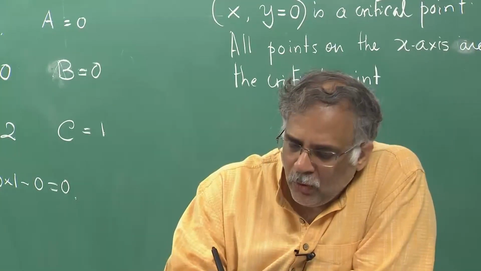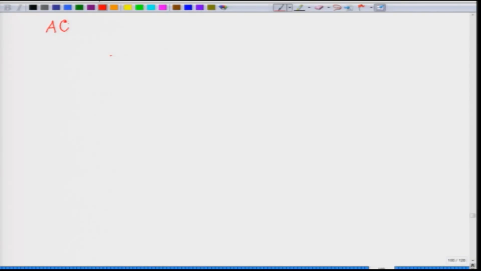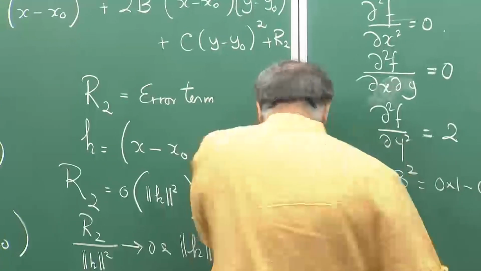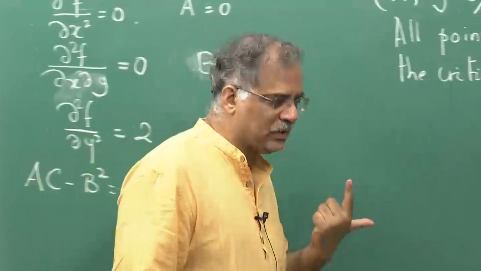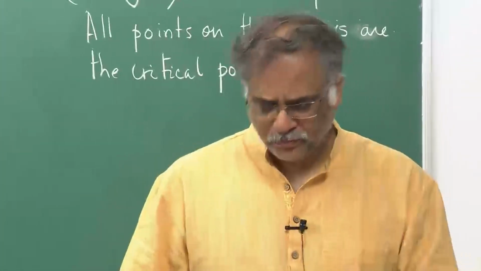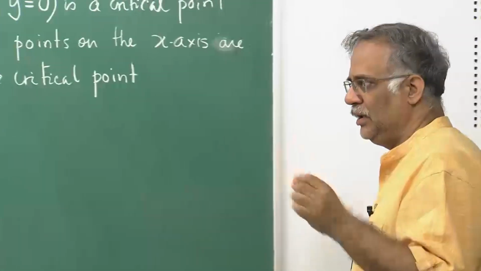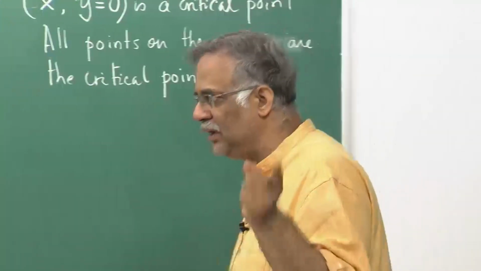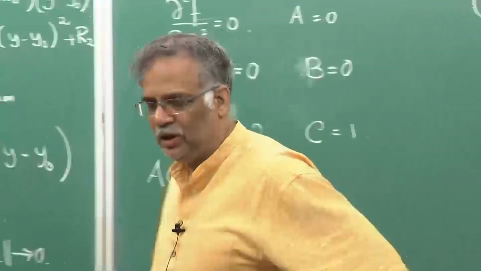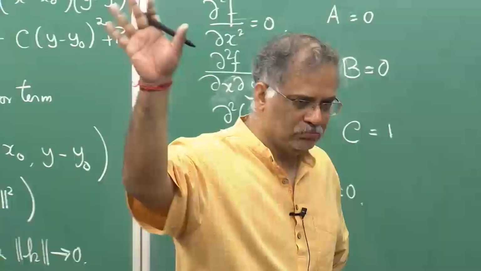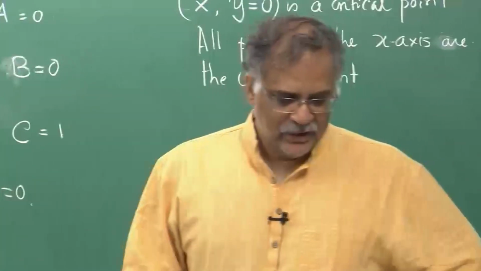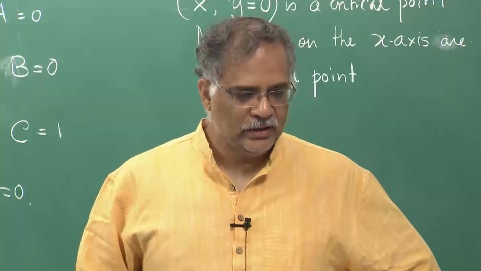Now ac minus b square strictly bigger than 0 is resolved. So, I have to look at ac minus b square strictly less than 0, that has to be resolved. See the examples for this particular case and the proof of Taylor's theorem, that I will write down and that will be put up in the portal, right. So, let us look at that.